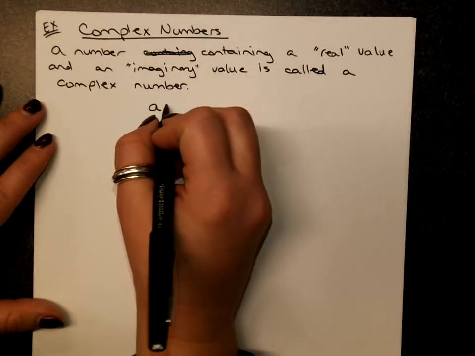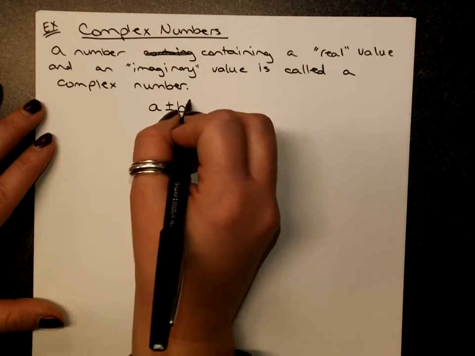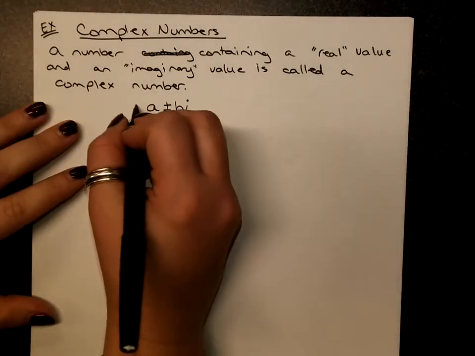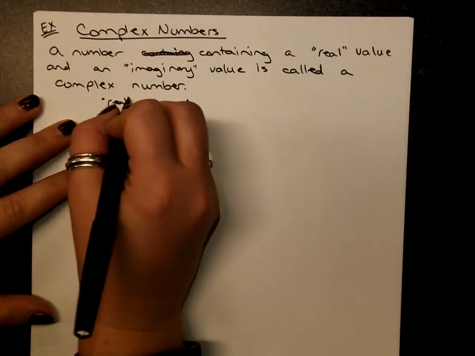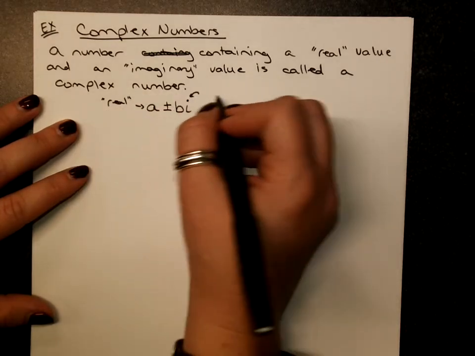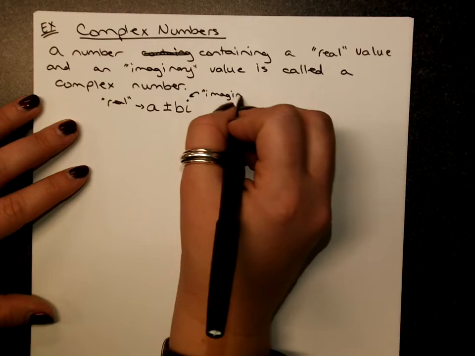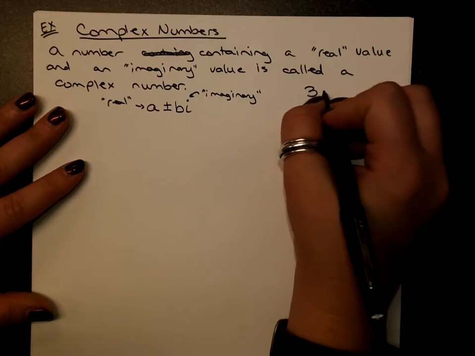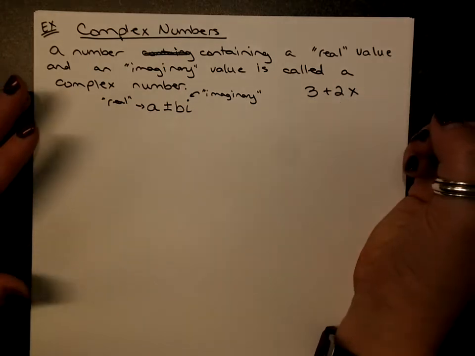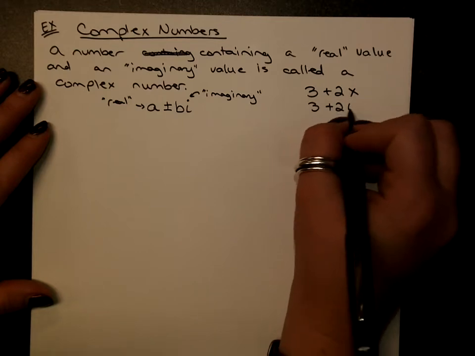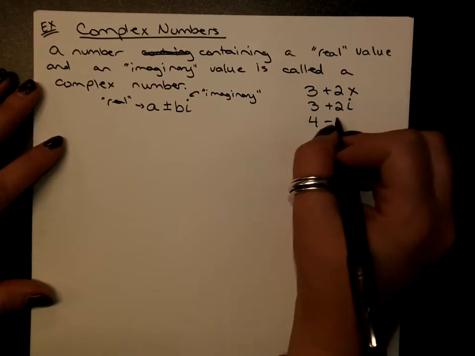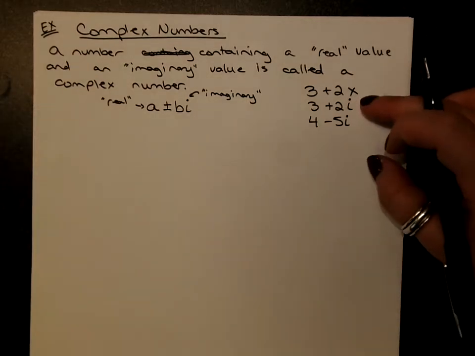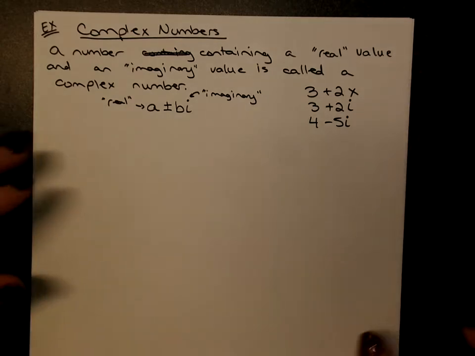The notation is a plus or minus bi, with the letter i for imaginary. The a is what we call the real value, and the bi is what we call the imaginary value. And again, this is going to seem very strange, but if you think of it like 3 plus 2x, it's the same idea. We might have 3 plus 2i, or 4 minus 5i. It's the same idea as the variable, just with the letter i for imaginary numbers.